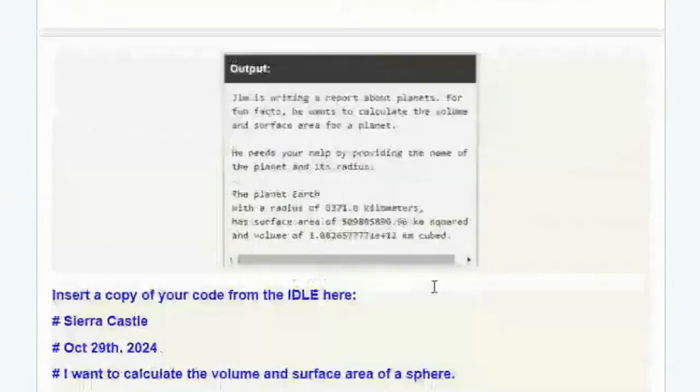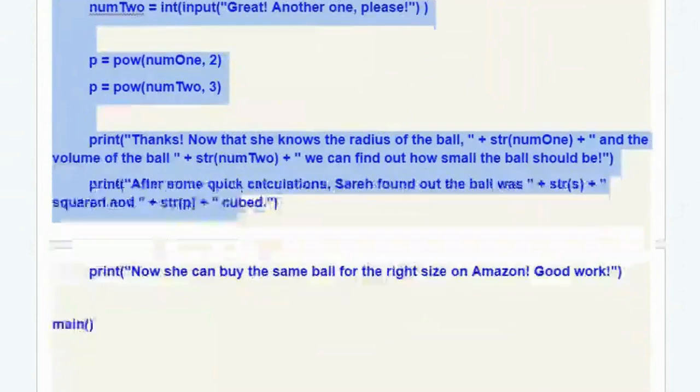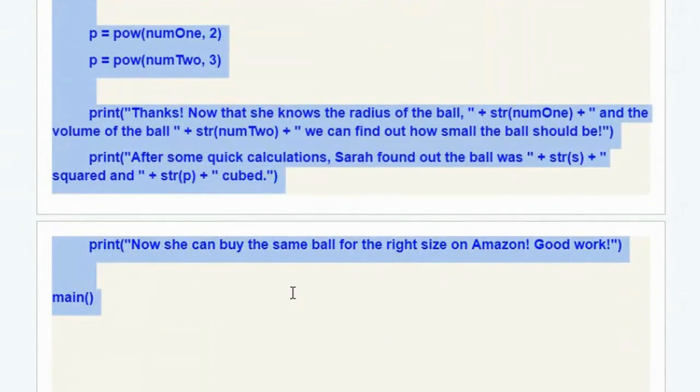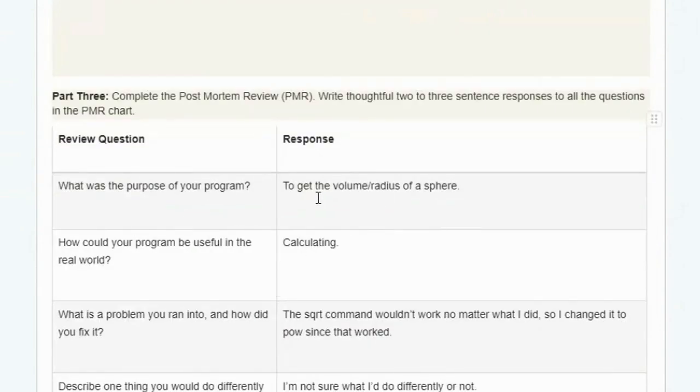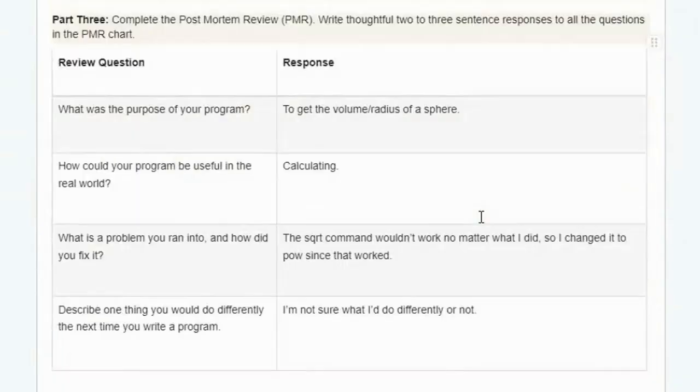Okay, so here, let's copy this. There's your program. See, what's the purpose? To get the volume radius of a sphere. Wait, our pseudocode said we were doing a cylinder, and this says a sphere. How to be useful in the real world.